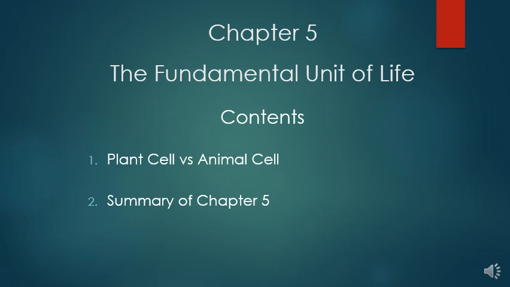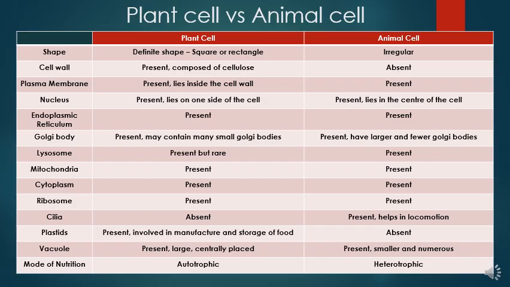Now today, we will study plant cell and animal cell. Both plant cells and animal cells are eukaryotic cells, so they are very similar in structure and they share some common features also. Let's discuss. Now we will discuss plant cell and animal cell.